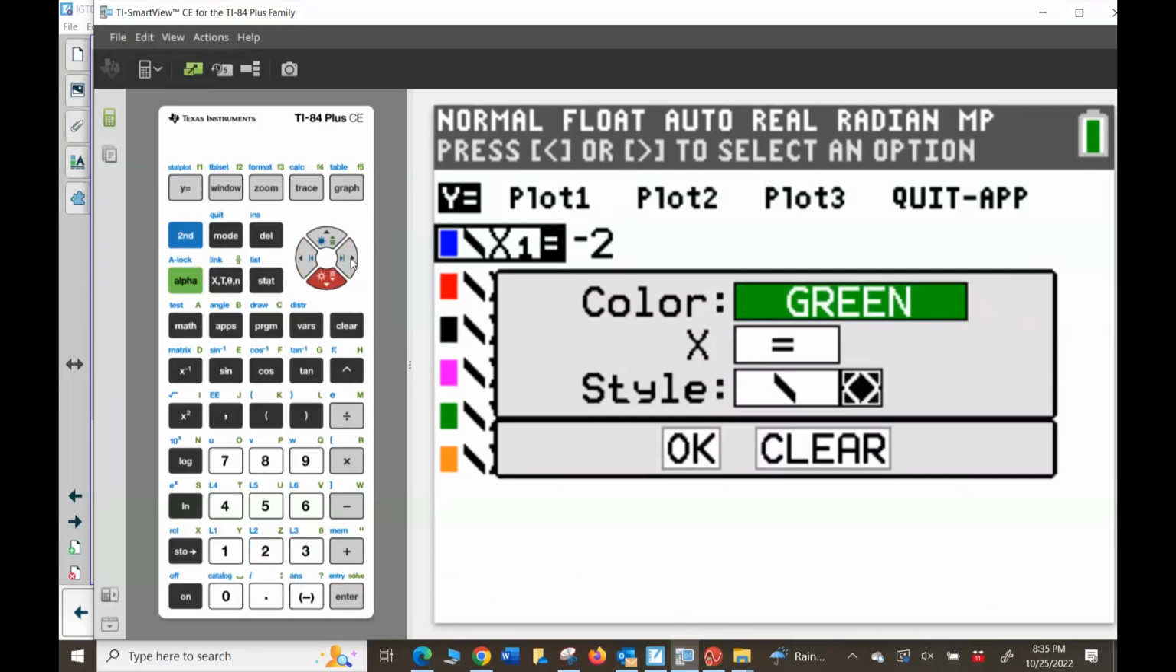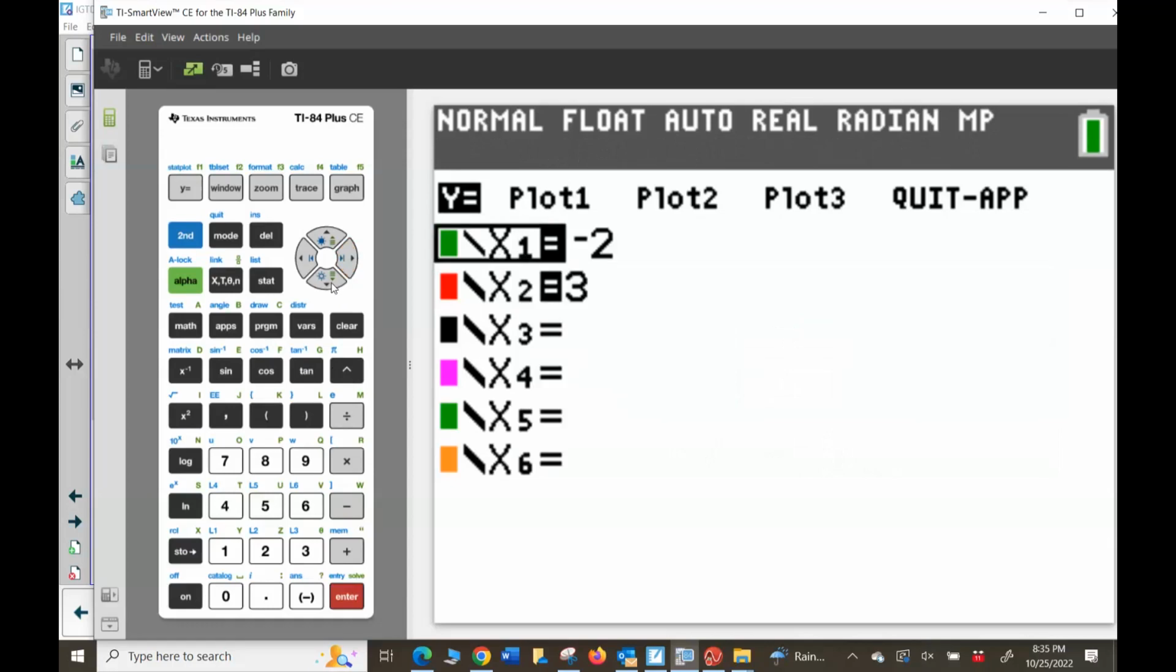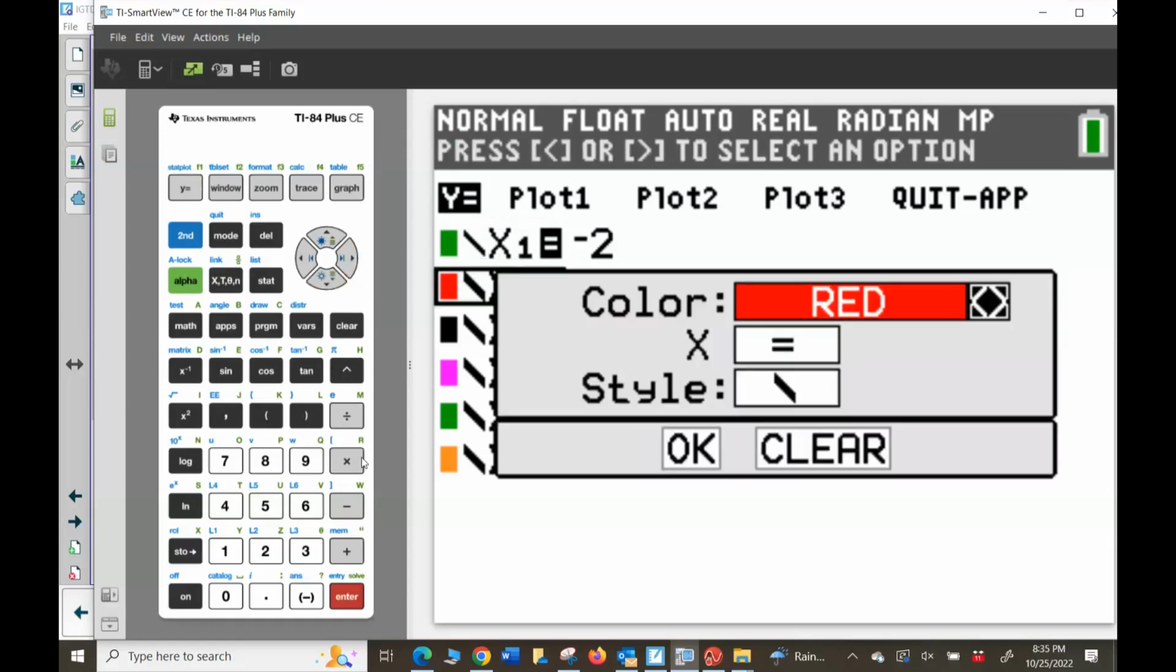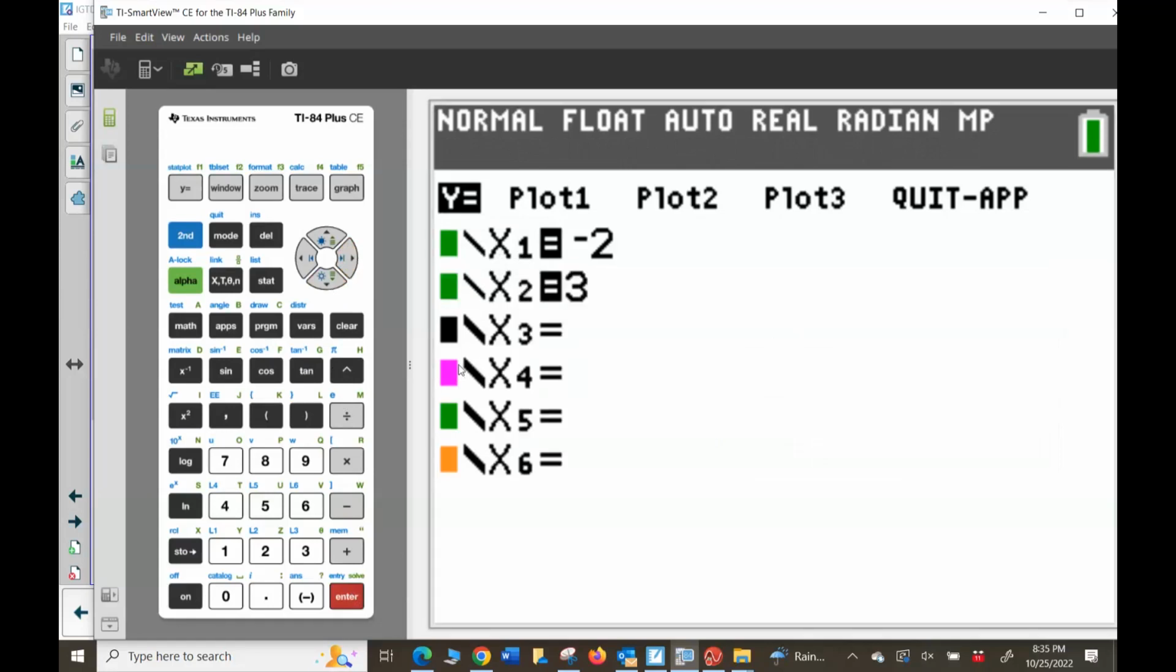And as far as style goes, I can only go bolder. I can't go dotted. I wish I could, but I can't. I'll just go a little bit narrow. And I'll go down here, press enter, and I can go through the colors here till I get to green and then make that thinner. And so now it's going to graph solid but thinner green lines where the zeros are.